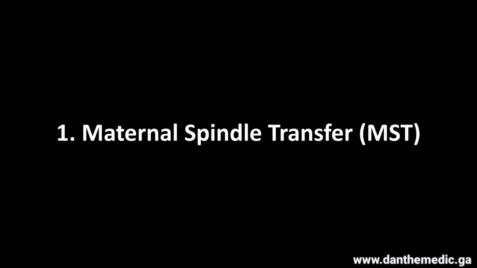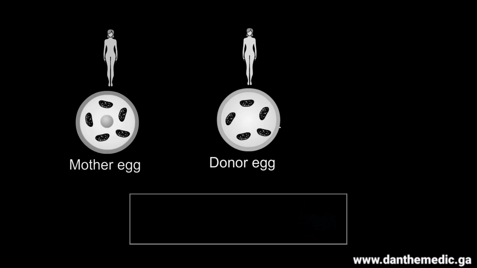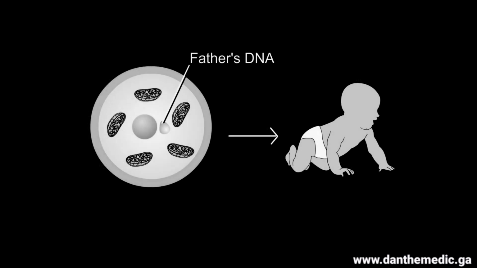In the maternal spindle transfer procedure, the genetic information from a donor egg without mitochondrial defects is extracted, and the genetic information of a mother with defective mitochondrial genes is inserted. This enables a woman with harmful genes in her mitochondria to transfer her genetic material to an egg that is free of such defects. This egg is then fertilized by the father's sperm, resulting in an embryo with the DNA of both parents along with a small amount of DNA from the third donor present within the mitochondria.